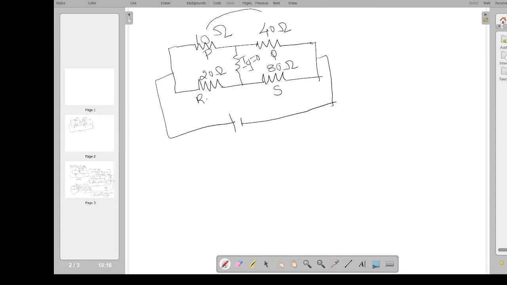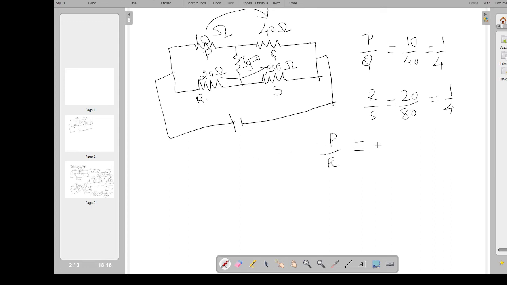So see here, comparing these two resistors and comparing these two resistors, they are proportional to each other. If I take the ratio P by Q, 10 by 40 is equal to 1 by 4. Similarly, the ratio R by S, 20 by 80, is equal to 1 by 4. If I take P by R, that is 10 by 20, the ratio is 1 by 2. Similarly, Q by S, 40 by 80, also gives 1 by 2. So the resistors are proportional to each other.